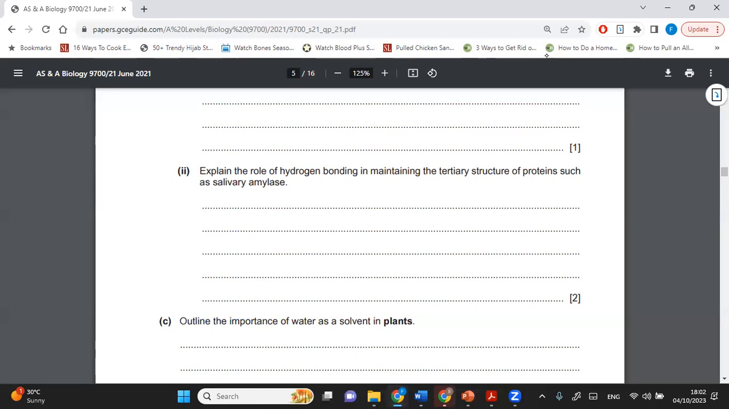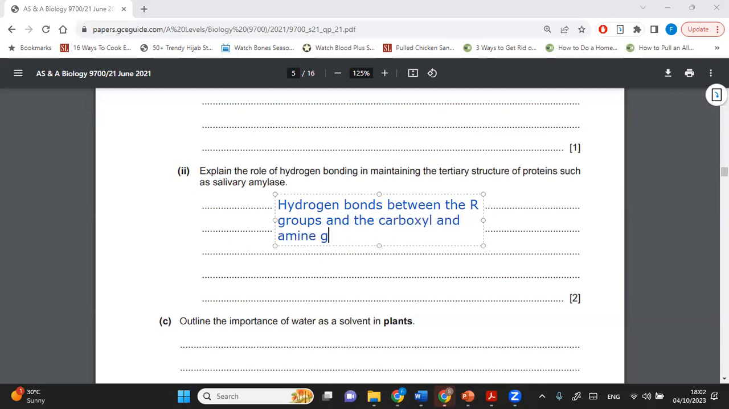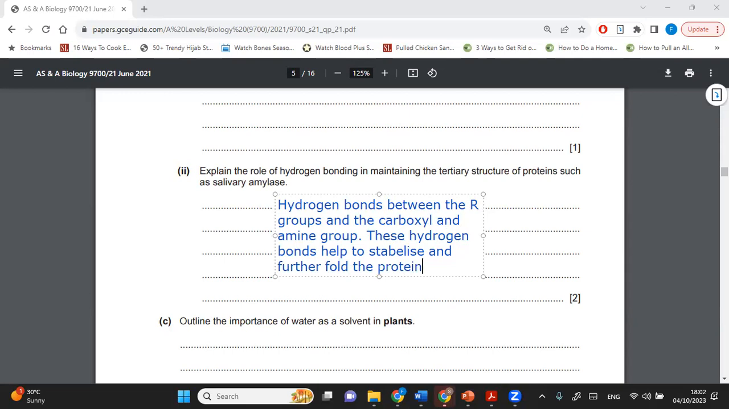So, if you remember, I told you guys that the hydrogen bonds in tertiary structure exist between the R groups. Remember? So we have hydrogen bonds between the R groups and the carboxyl and amine. Right? These hydrogen bonds help to stabilize and further fold the protein to make it globular and determine the shape of the active site. Right, so that's how we can go ahead and answer this particular question.